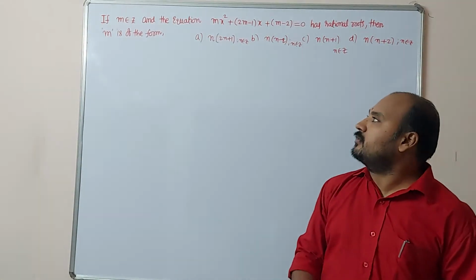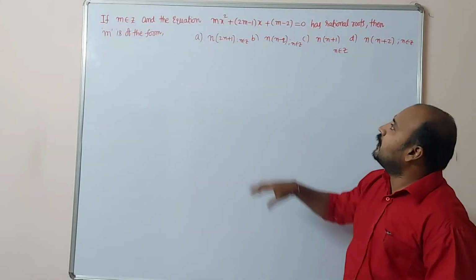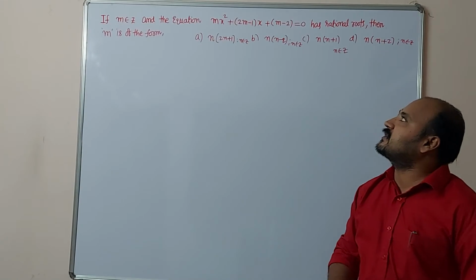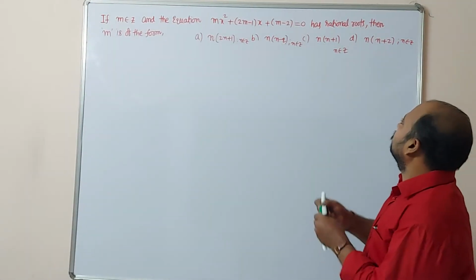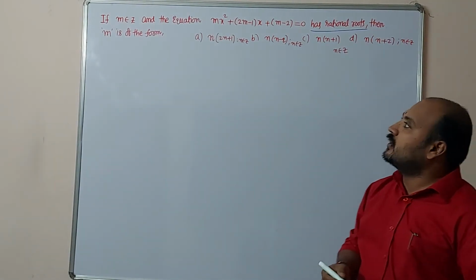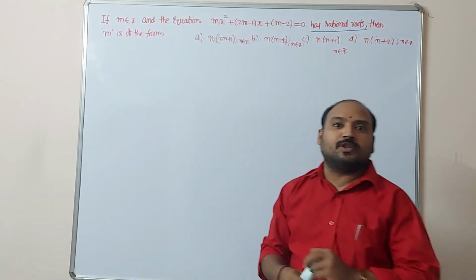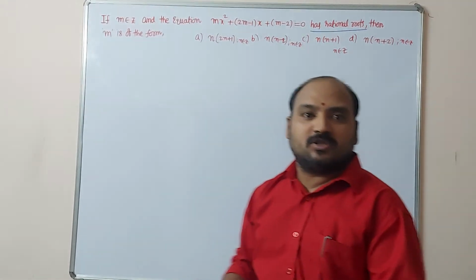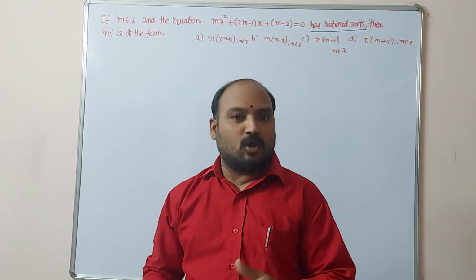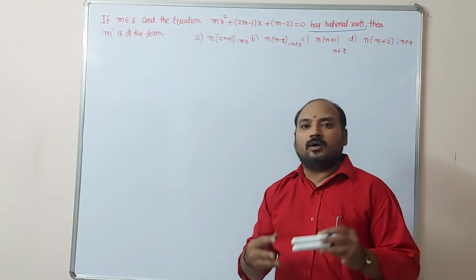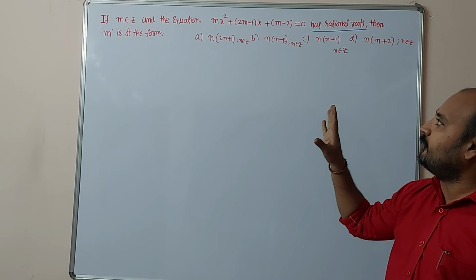Yeah, the next question. If m belongs to z and the equation mx square plus 2m minus 1 into x plus m minus 2 equal to 0 has rational roots, then m is of the form. So a good theoretical question in the quadratic equation. It's a good question conceptually. This type of question may chances to ask either in JEE Mains or BITSAT or in EAMCET, either TS or AP. So m belongs to z.